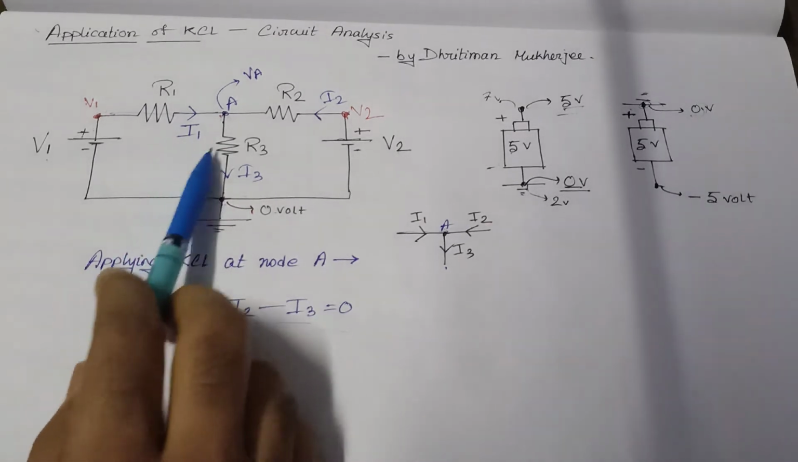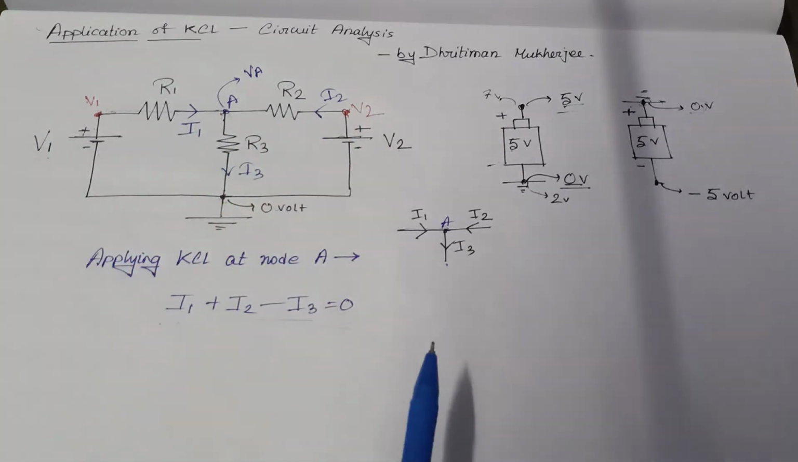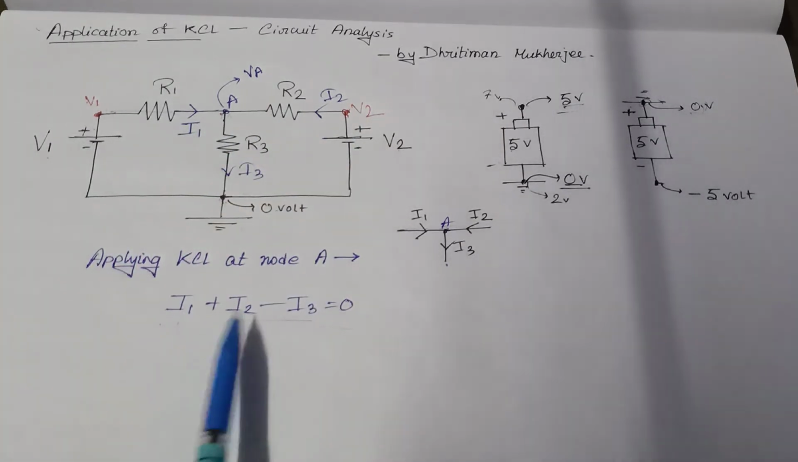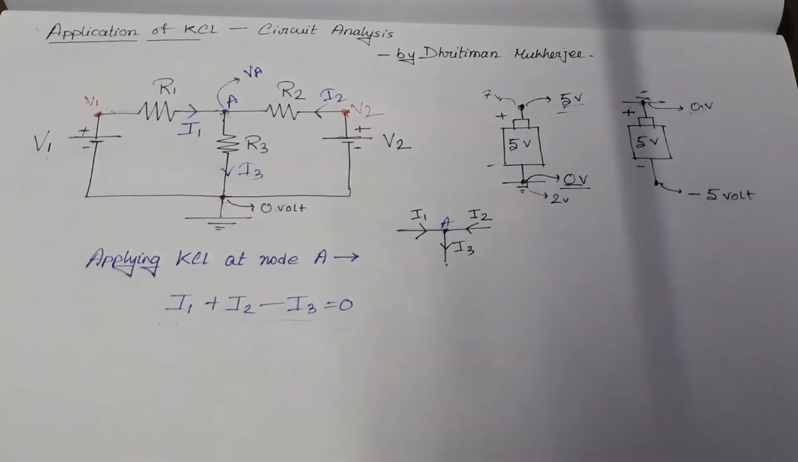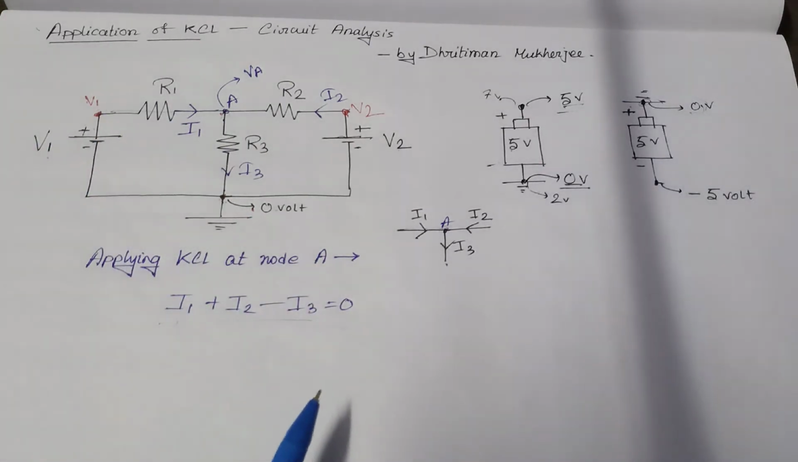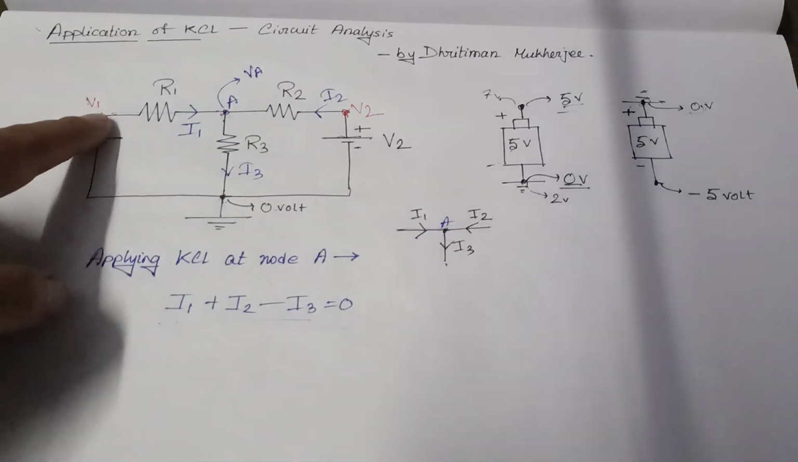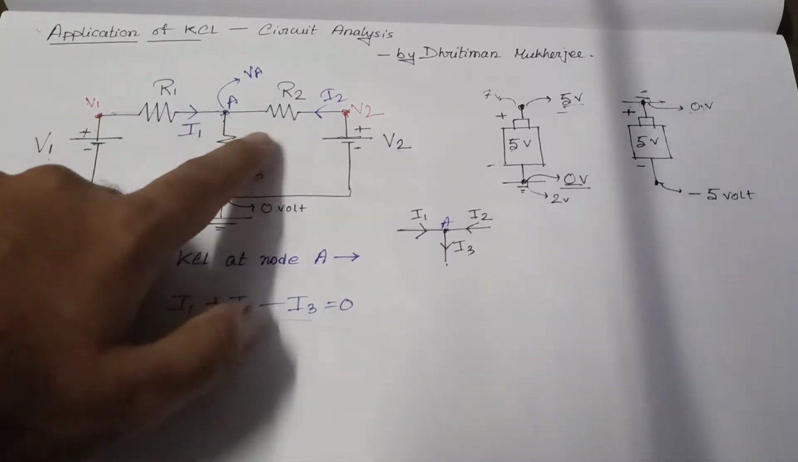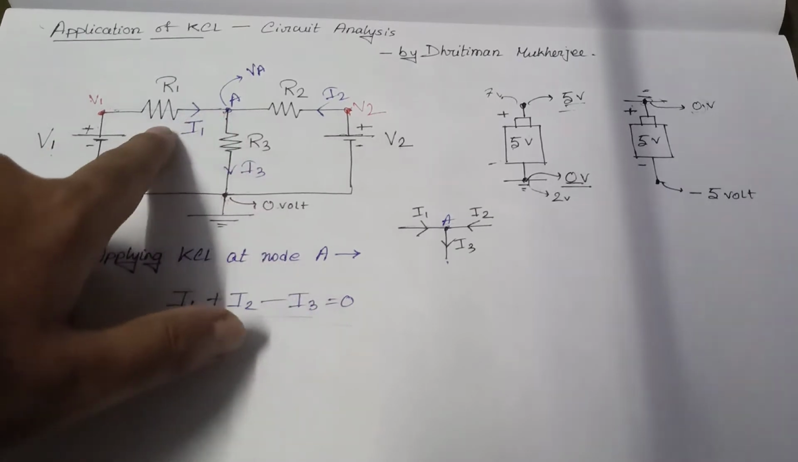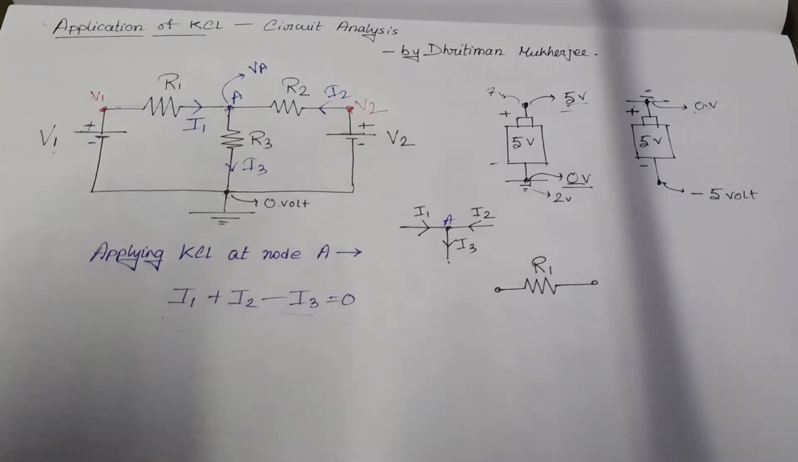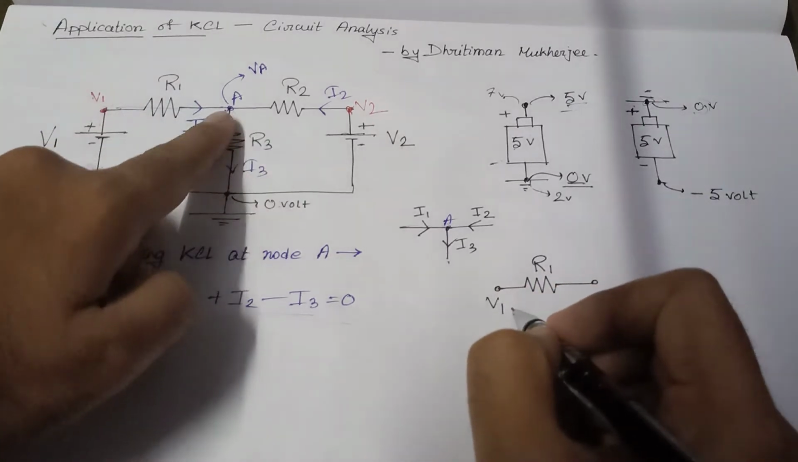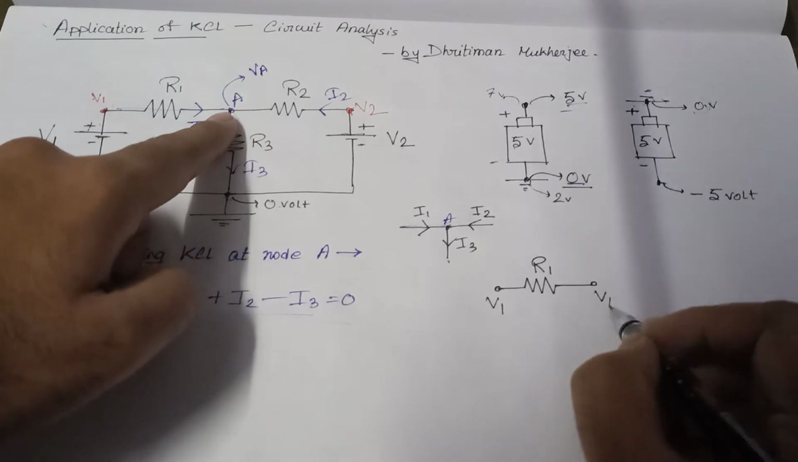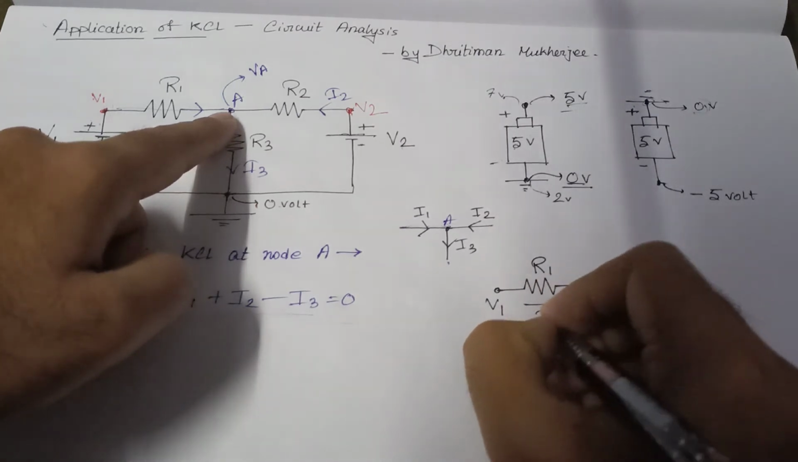Now to calculate these values, you have to convert these currents in terms of voltage. How can you do this? In this case, you have to take the branch-wise approach. See this branch. The potential of this point is V1, the potential of this point is VA. In between them there is a resistance. I am drawing this path here, the resistance R1. This point is V1, and this point is VA, and the current between them is I1.